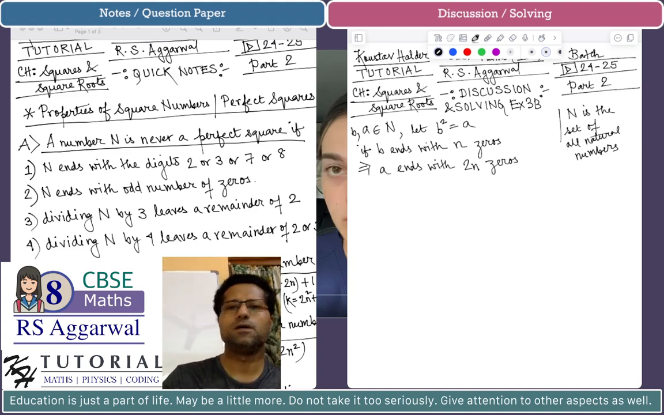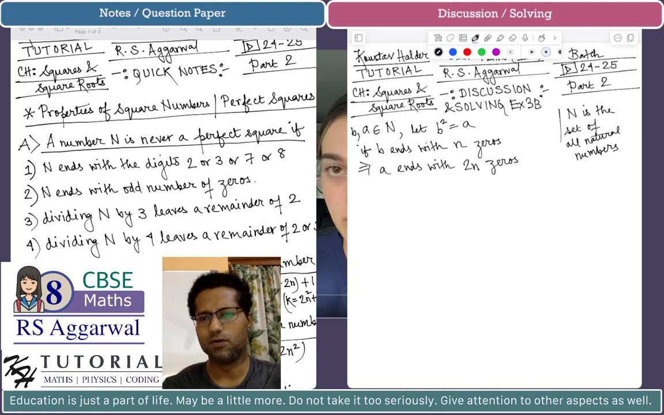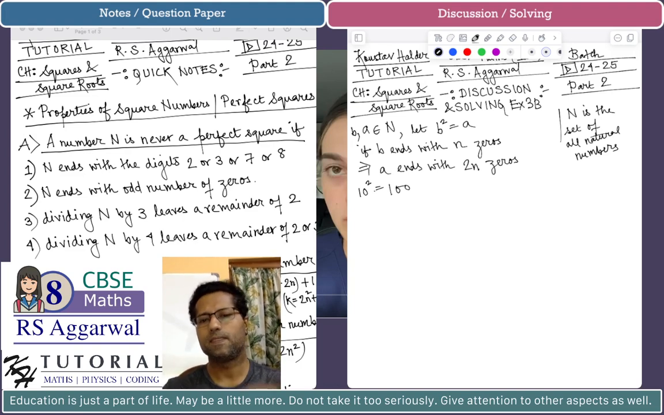So this is a very basic concept you can clearly understand from common sense. Take any number, say 10. It has one 0, and 10 squared is 100. So 10 ends with one 0 and 100 ends with two zeros.